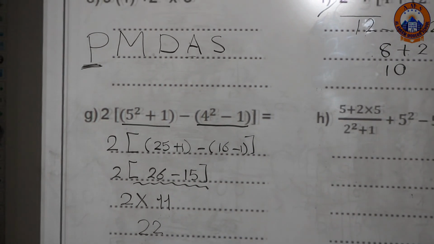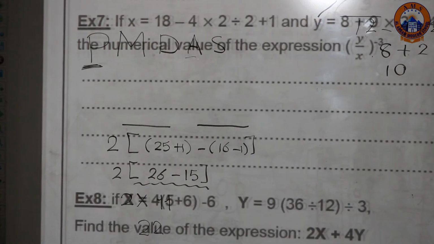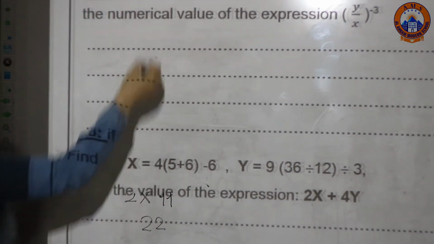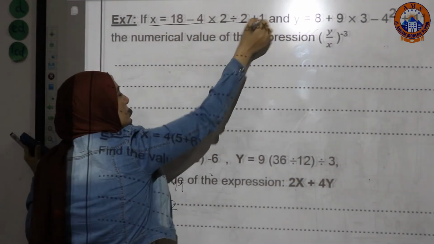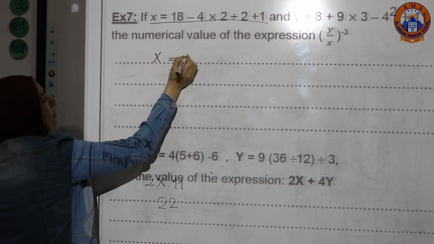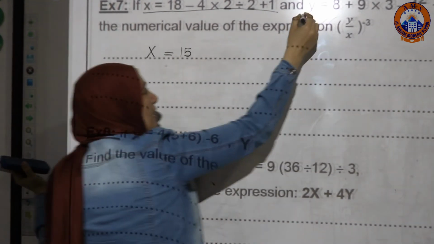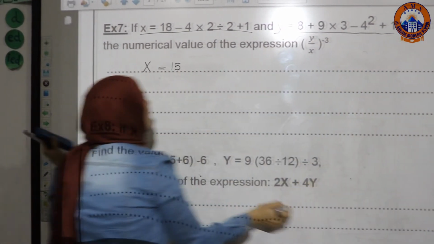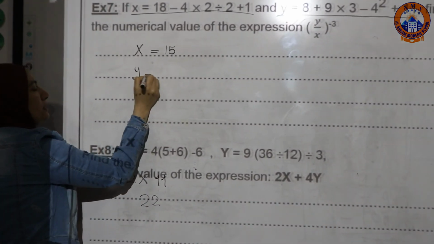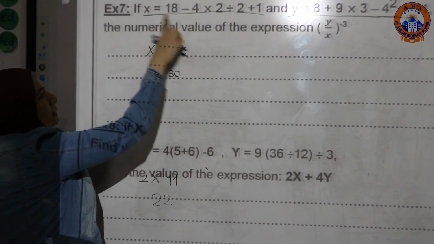Okay, try to do the rest of the exercise by yourself and check from the model answer. Try to find the value of x by yourself, and you will find that x equals 15. Okay, try to find the value of y by yourself, and you will find that y equals 30.